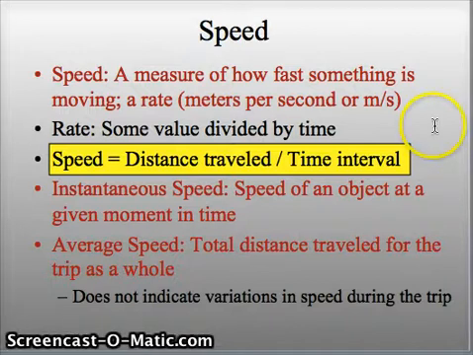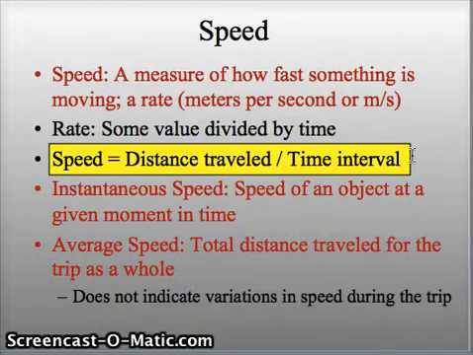Since we're dealing with a rate, we're talking about something divided by time. Anytime there's a rate, it's some value divided by time. And what speed is, it's the distance traveled divided by the time. Now there are different kinds of speed. There's average speed, there's constant speed, there's instantaneous speed. Instantaneous speed is the speed of an object at a given moment in time.